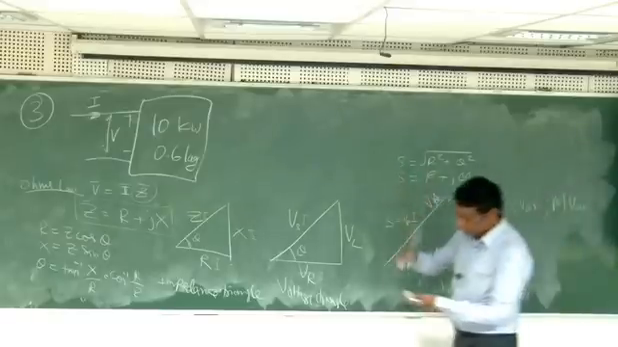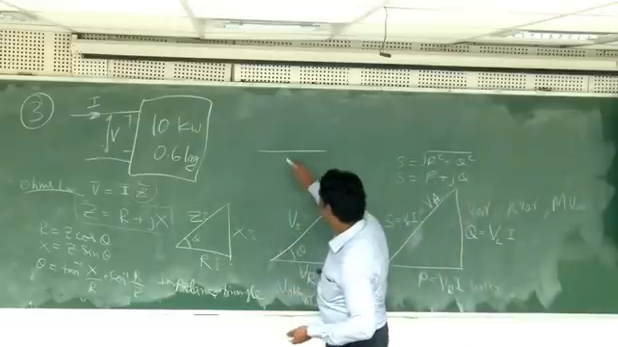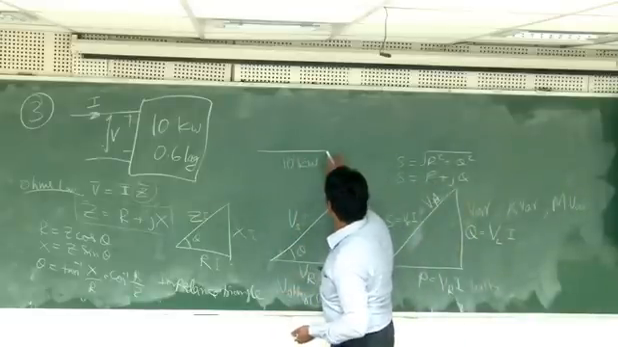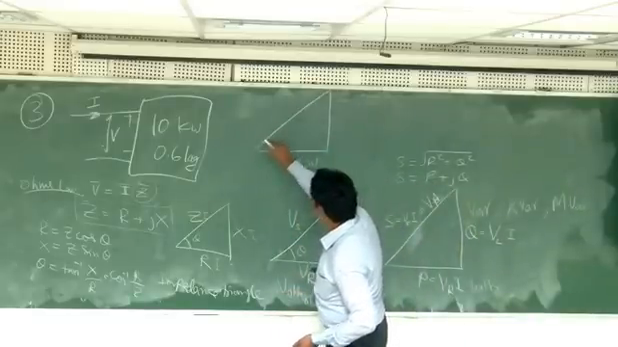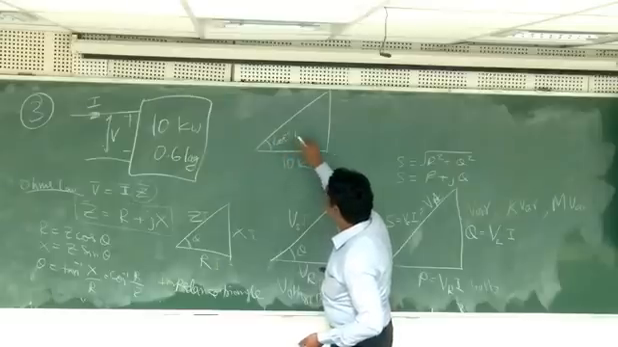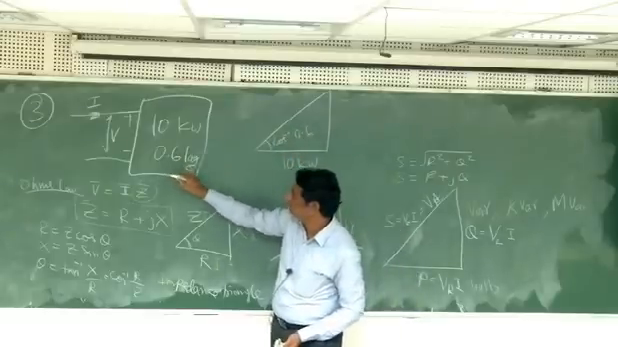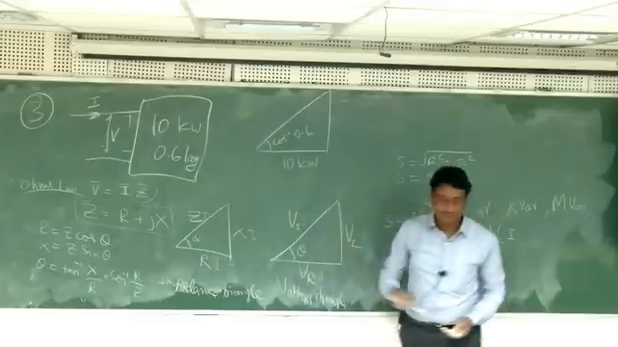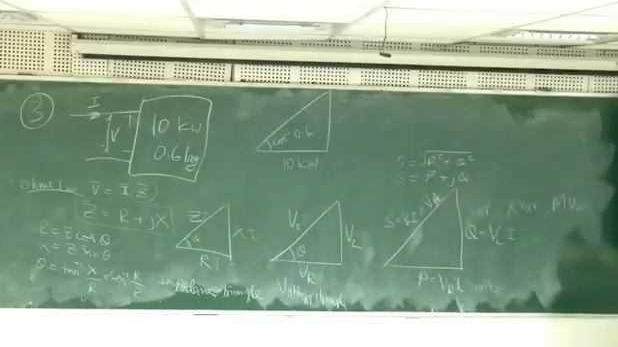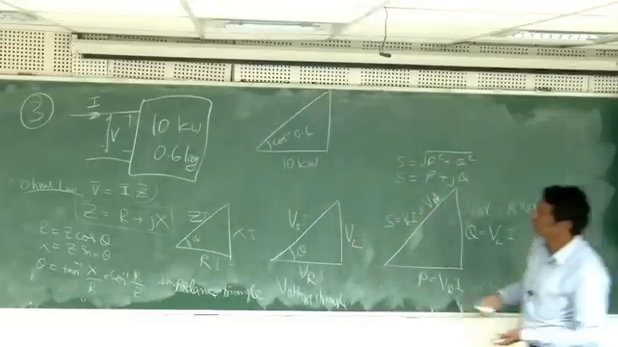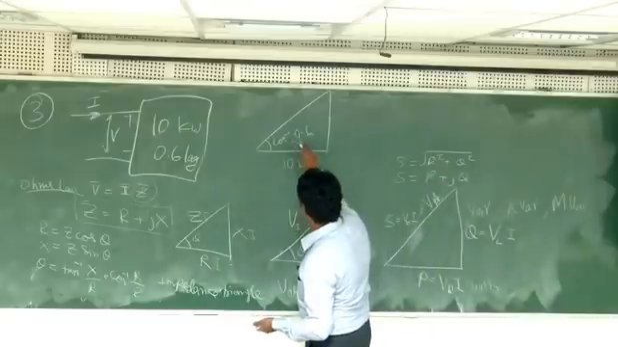Okay, so coming to our problem, this is 10 kilowatt. This one I don't know. This one is cos inverse of 0.6, because power factor is given as 0.6 lagging. What is cos inverse of 0.6? 53.13, I think. Okay, so 53 degrees.